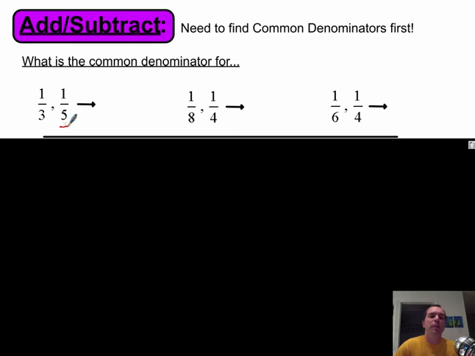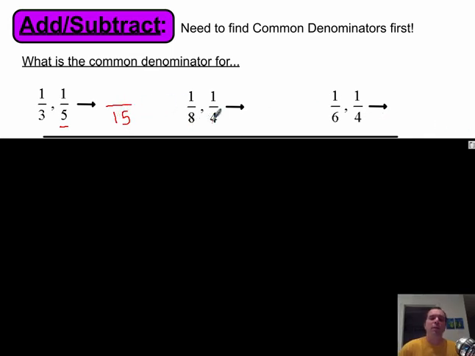So this is what we're going to do. We're going to check the bigger number, and we're going to see if the small one goes in. 3 doesn't go into 5, so I'm going to multiply this by 2. 3 does not go into 10, so I multiply by 3. 3 goes into 15, therefore my common denominator is going to be 15. And I'll take care of that underneath.